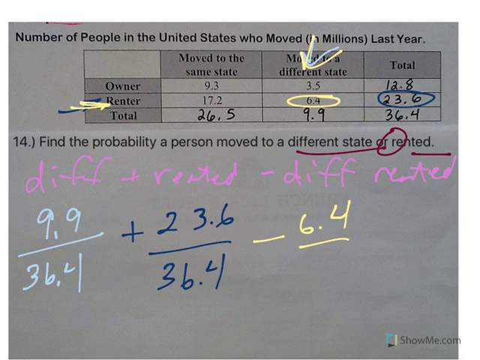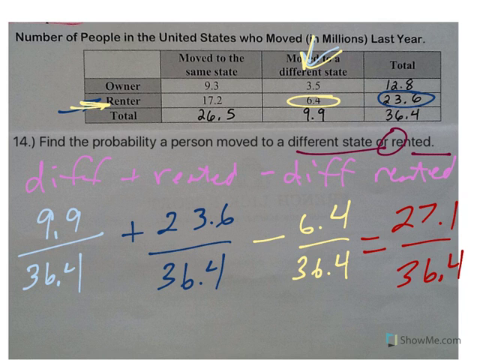Oops, decimal in the wrong spot. Never a good idea to have a decimal in the wrong spot. So when I do my math, right, add the first two, subtract the third one, I get 27.1 over 36.4. Change that to a decimal, and I get 0.745.